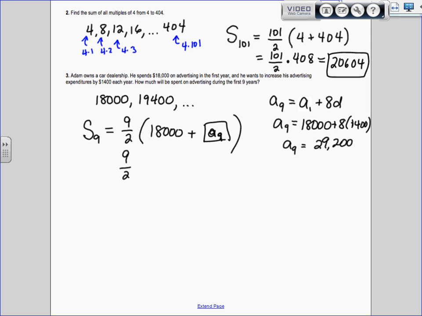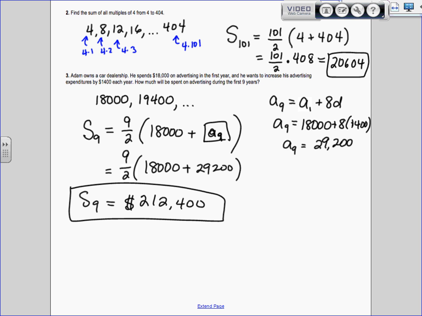All right, so I do 9 over 2 times 18,000 plus 29,200. So when you find this number, 9 over 2 times that sum, I get $212,400. So that's how much he spent total over those 9 years. Make sense? All right, any questions about arithmetic sequences? You definitely understand the pattern. You can go from like the 10th term to the 25th term. You're good with that? Okay.